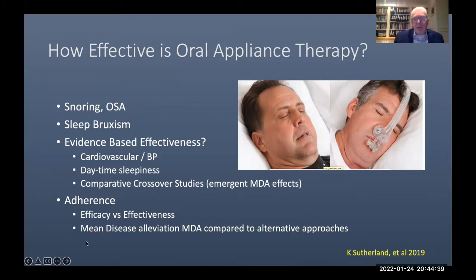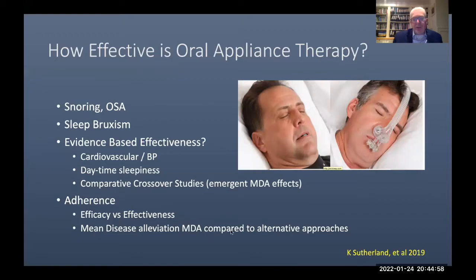So efficacy is one thing. In other words, is it an effective therapy? Will it do what it's supposed to do? Yes. Predicated by, can you tolerate it? If you can tolerate it and it can do what it says, then it's going to be effective. If you can't tolerate it, it's not going to be effective. And that applies to oral appliances also.